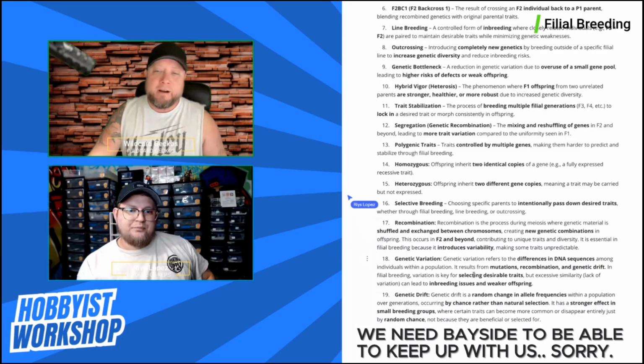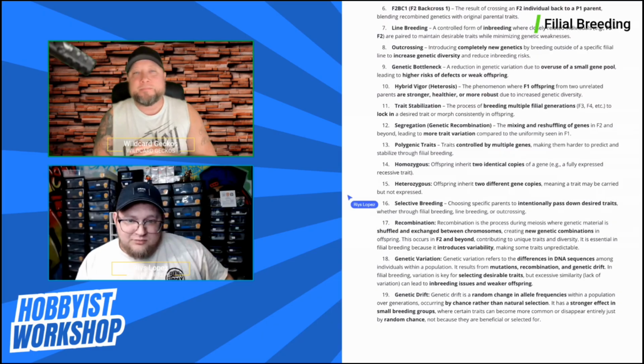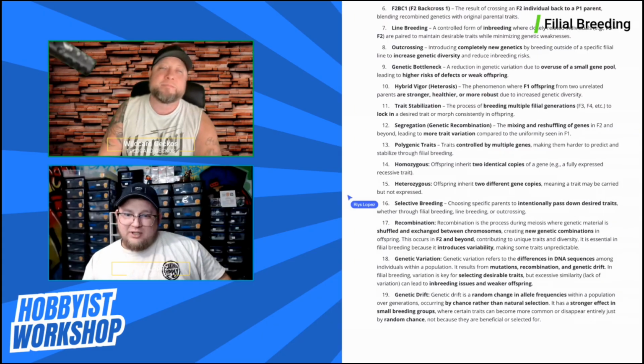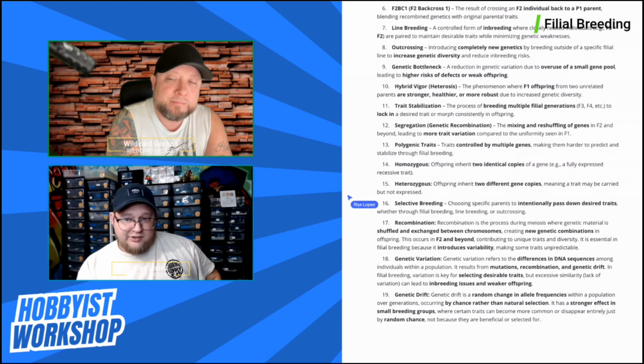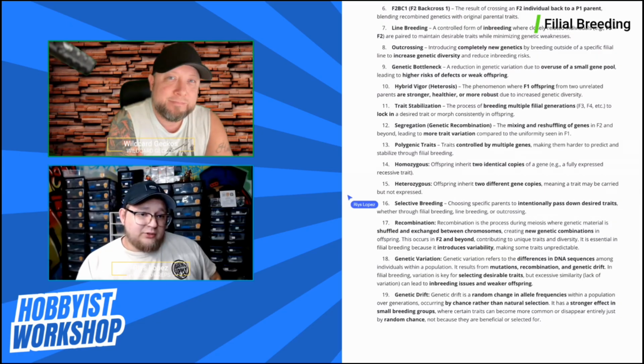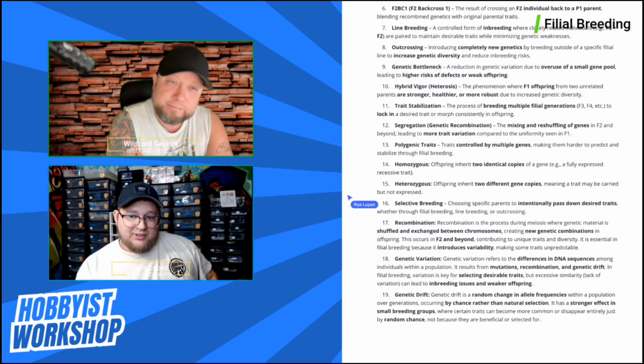Okay. All right. So, genetic variation. Genetic variation refers to differences in DNA sequences among individuals within the population. It results from mutations, recombination, and genetic drift. In filial breeding, variation is key for selecting desirable traits, right? But excessive similarity, lack of variation, can lead to inbreeding issues and weaker offspring, as we discussed before.